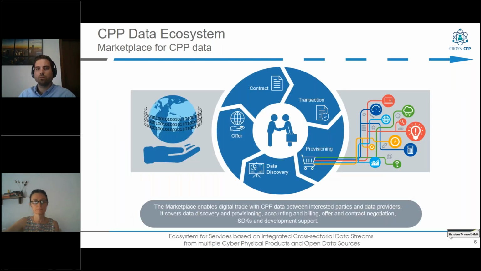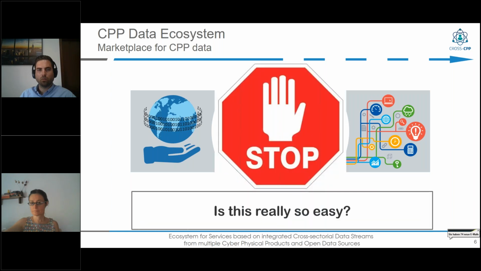So when you look at what such a marketplace has to do in the scope of Cross-CPP, what we have in mind is, for sure, first that we have to provide functionalities for data discovery and data provision for service providers, also to handle all the contract and billing together with them, and provision of the information. All this sounds very easy, but I must say it's not easy. There's a lot of work behind it, and we have a lot of problems we have to face.